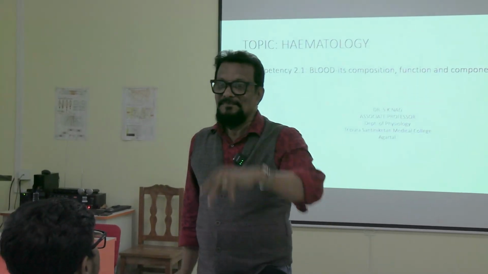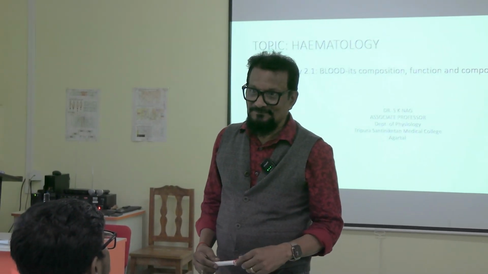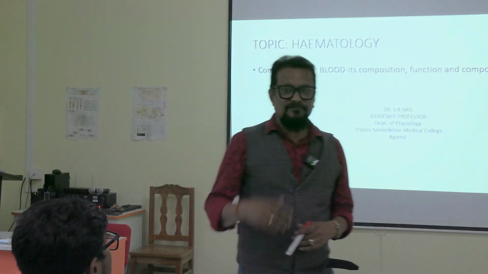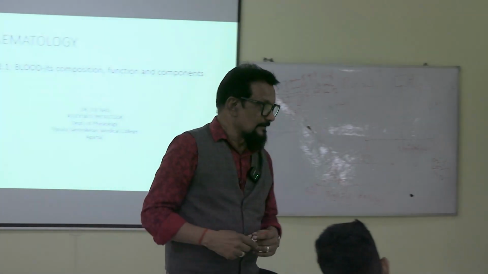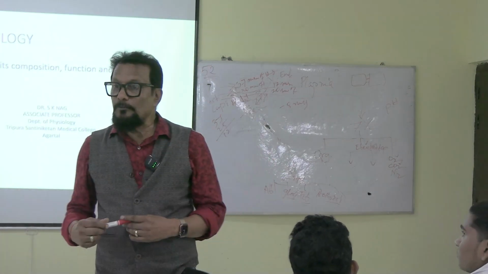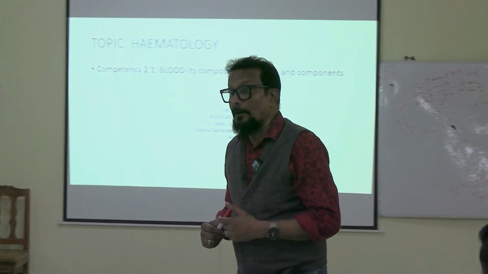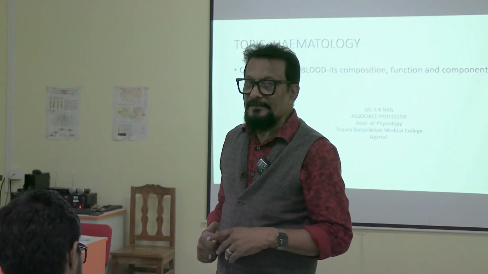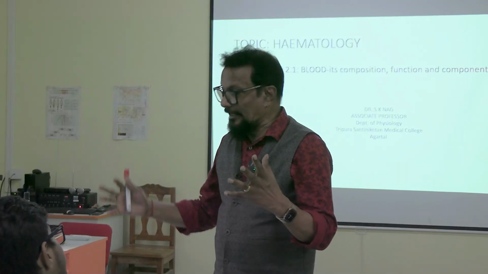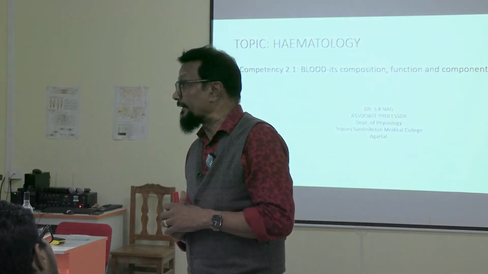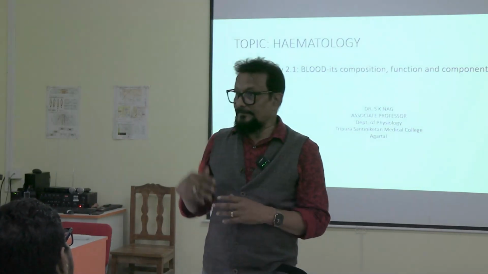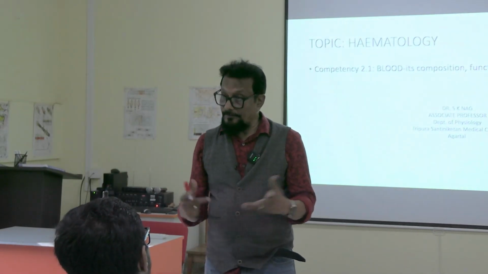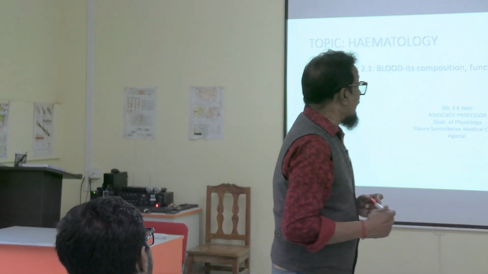Globulin provides immunity to your body. Different types of globulins are there: alpha globulin, beta globulin, gamma globulin. Gamma globulins are antibodies. Alpha and beta act as carrier proteins. We will be discussing it later in detail during our coming class.